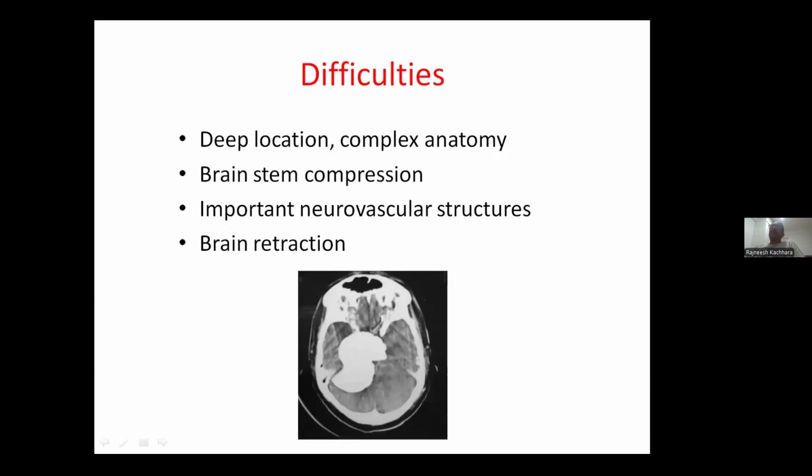So the problem of treating these lesions in this location is that they are very deeply located and have very complex anatomy around them. These tumors, when they grow large, can produce severe brainstem compression, and there are very important neurovascular structures, vessels, nerves, brainstem. There are so many structures around, and because these lesions are very deeply located, to go in the depth you have to retract the brain to access these lesions.